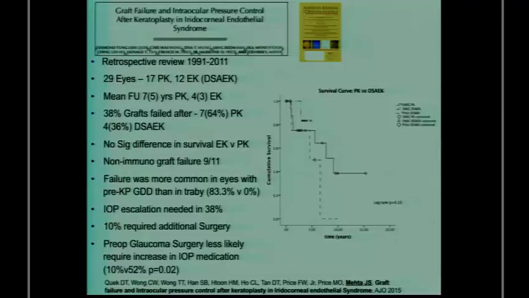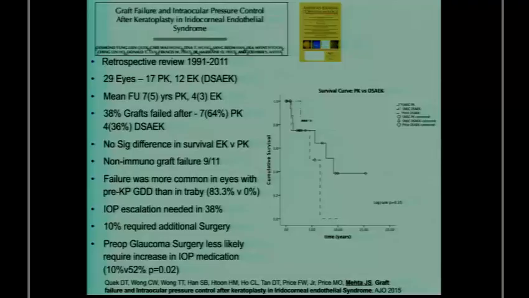IOP escalation was required in 38%, out of which 10% required additional surgery, and our surgical procedure of choice is trabeculectomy. Preoperative glaucoma surgery was associated with a lower likelihood of needing increased intraocular pressure medication, so if they had a trabeculectomy pre-op or they were controlled on topical medication, it was less likely they would require more medication post-operatively.